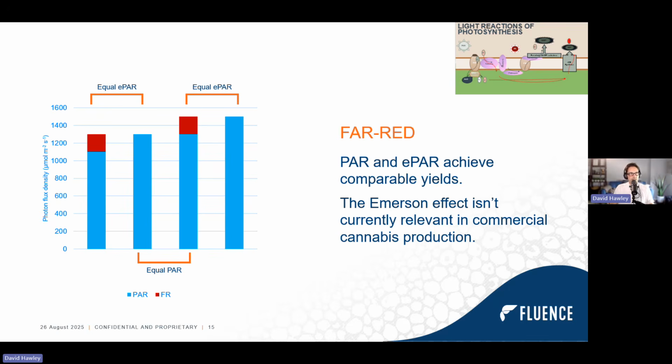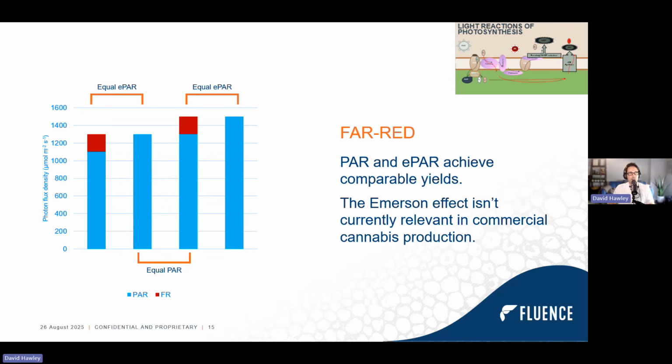Okay, so let me talk you through this figure on the left. What you're seeing here is not yield, right? These bars are not describing yield. These bars are describing the light treatments. The first bar on the left that you're seeing is showing that we had, as represented by the blue color, 1100 micromoles of PAR light and then 200 micromoles of far red light on top of that.